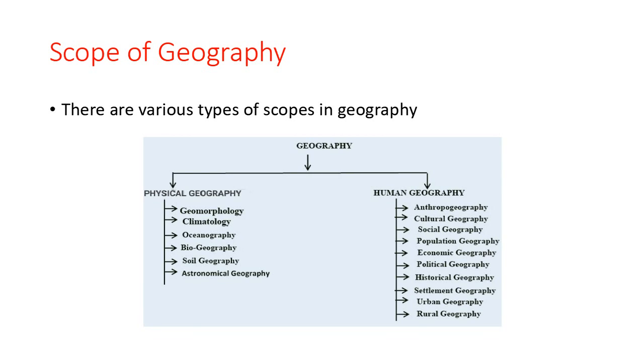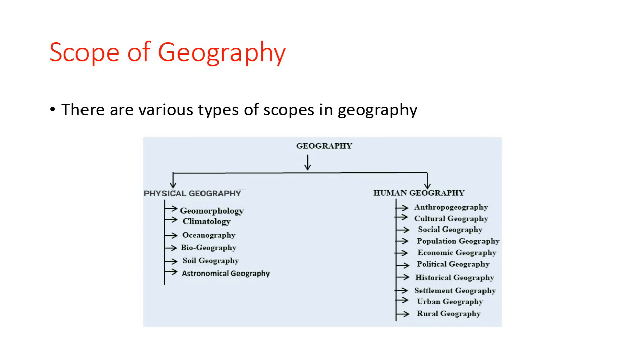Oceanography, in which we study the oceans. Biogeography, in which we study flora and fauna, meaning plants, animals and microorganisms. Okay. Then soil geography, in which we study soil. We can also call it pedology. Pedology is also the study of soil. Okay. Then astronomical geography, the study of astronomical objects. It includes galaxies, planets, moons, stars, etc. In simple words, it is the study of the whole universe, including the earth.